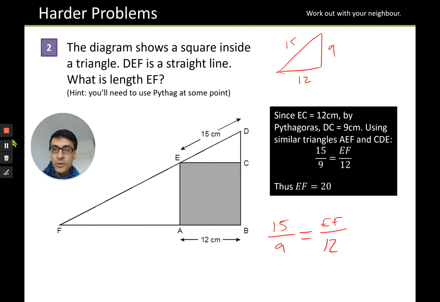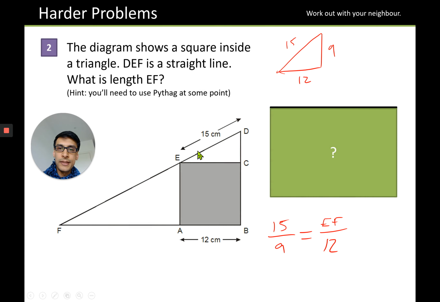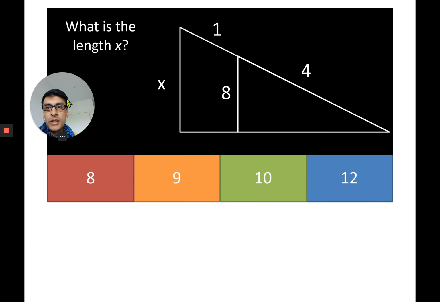Now, in terms of what you need to do, you can either skip ahead and do the next worksheet, or you can do 3 practice problems with me if you're not completely sure. So I'm going to do 3 practice problems, or the rest of you can just start the worksheet, which is explained at the end of the video. So just fast forward. So here's the first question. What is the length X? Have a go, pause the video, and then I'll go through it with you.